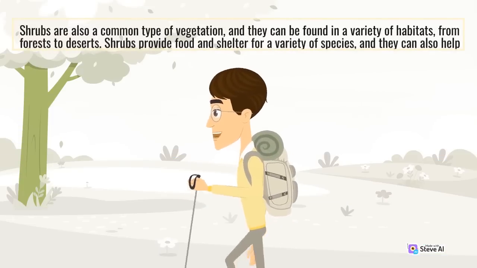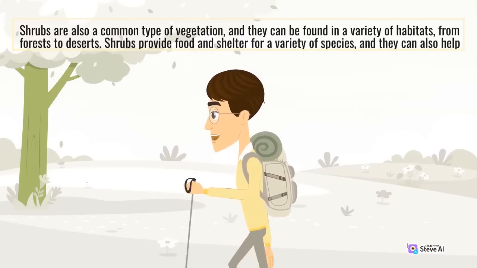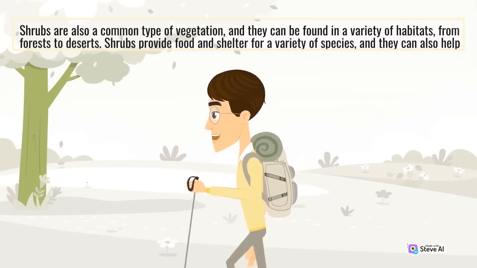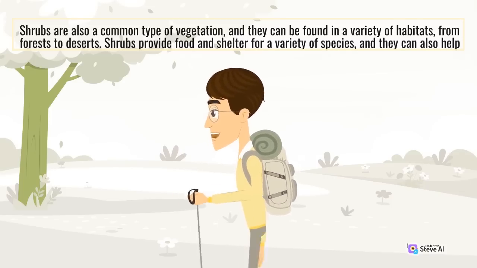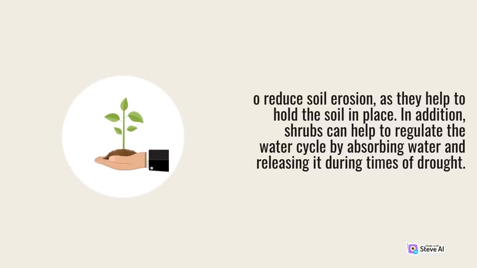Shrubs are also a common type of vegetation, and they can be found in a variety of habitats, from forests to deserts. Shrubs provide food and shelter for a variety of species, and they can also help reduce soil erosion, as they help to hold the soil in place. In addition, shrubs can help to regulate the water cycle by absorbing water and releasing it during times of drought.